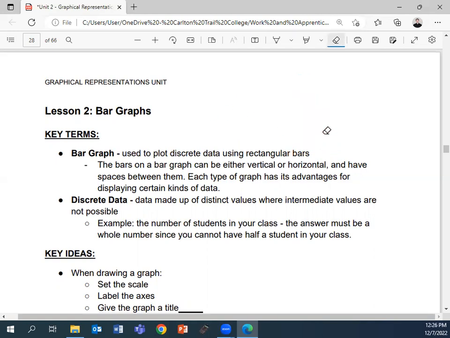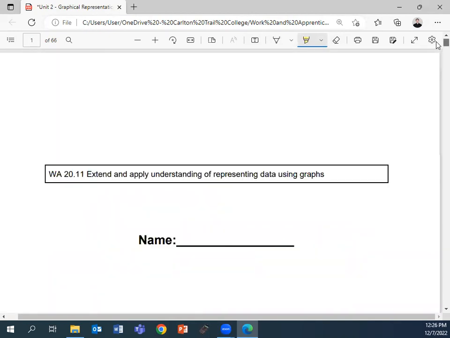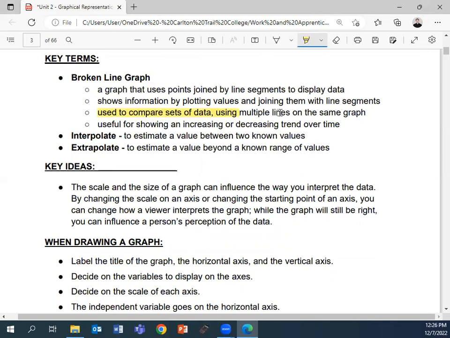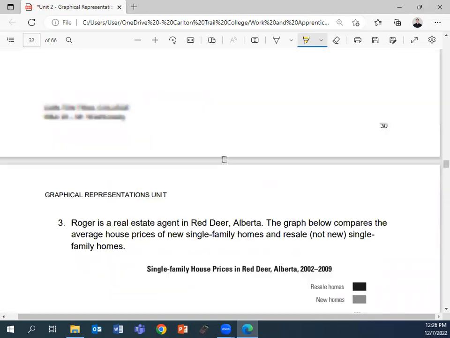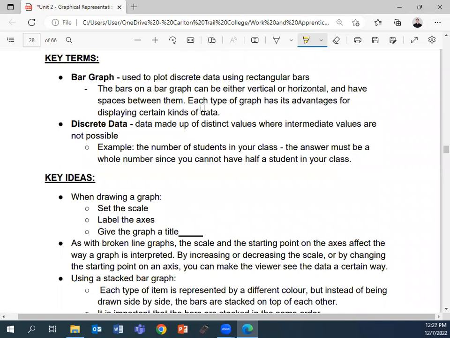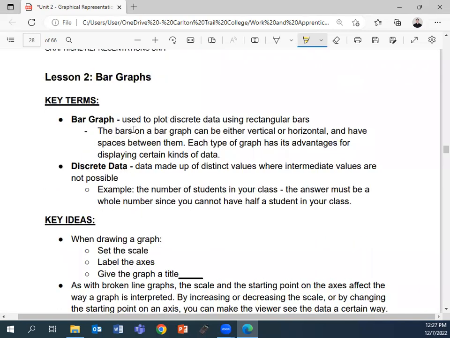Page 27. If a broken line graph is used to compare different sets of data using multiple lines on the same graph, these bar graphs are used to plot data using rectangular bars. We'll talk about what discrete data is in a second.